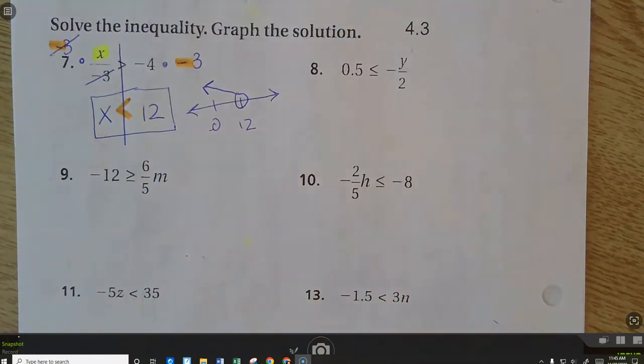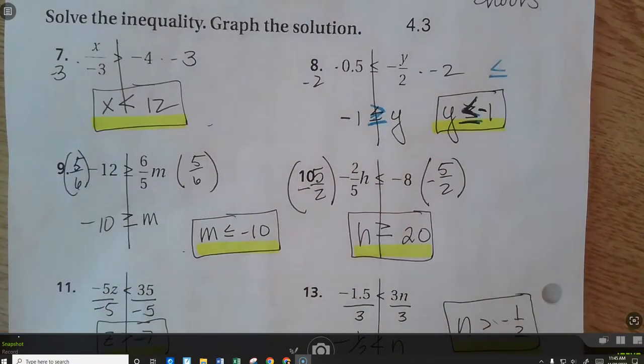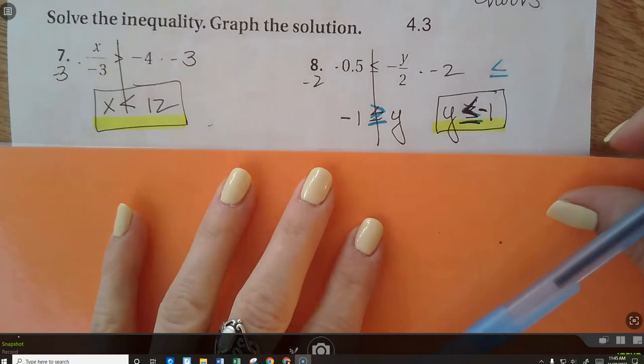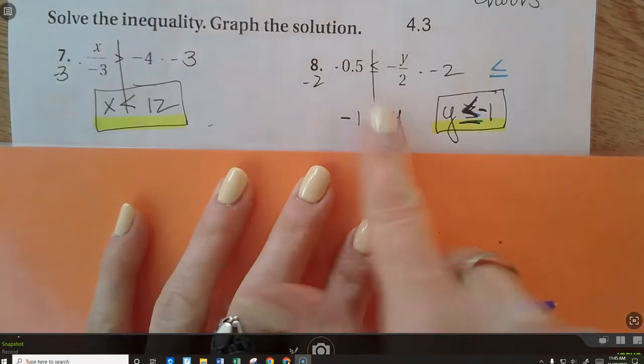Okay, we should have these questions done. I'm going to put the answers up so we can check them over together. Okay, we did number 1 together. Well, number 7, let's do this one.